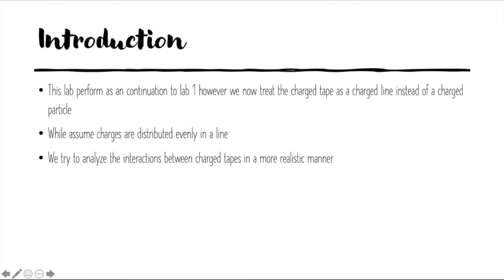This lab is a continuation of lab 1, however we now treat the charge tape as a charge line instead of a charged particle. We'll assume all charges are distributed evenly in the line. This is because we try to analyze the interactions between the two charge tapes in a more realistic manner.